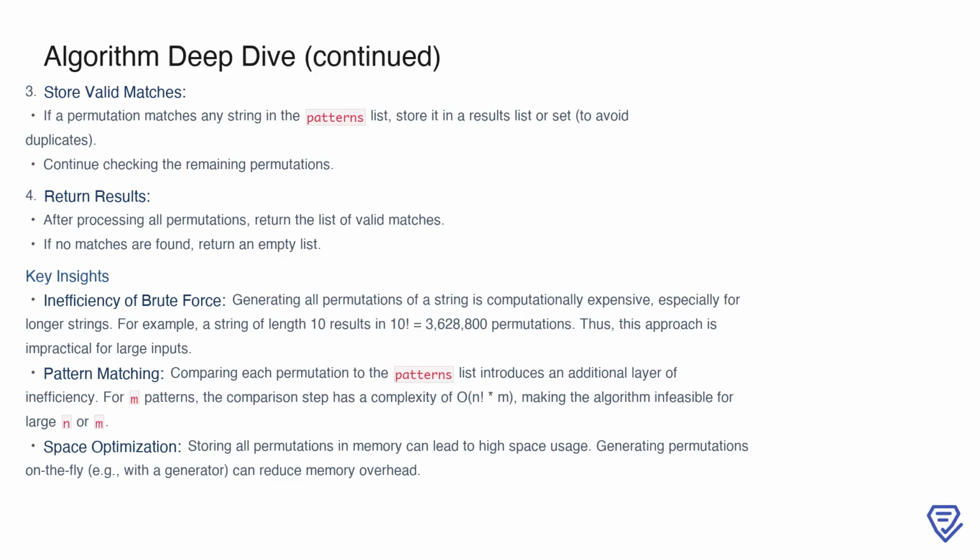However, this brute force approach comes with significant inefficiencies. For instance, generating all permutations is highly computationally expensive, especially for longer strings. A string of length 10 would require generating 10 factorial permutations, which is over 3.6 million combinations. Moreover, comparing each permutation against the patterns list adds further overhead, with a time complexity of O(n * m), where n is the length of the string and m is the number of patterns. Additionally, storing all permutations in memory can lead to high space usage, although this can be mitigated by generating permutations on the fly using a generator.